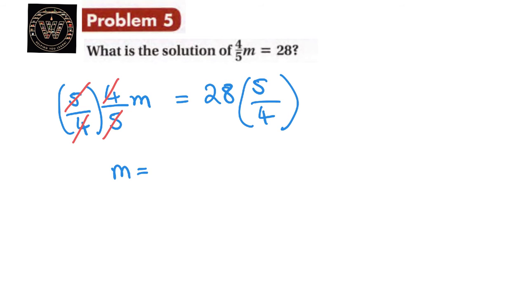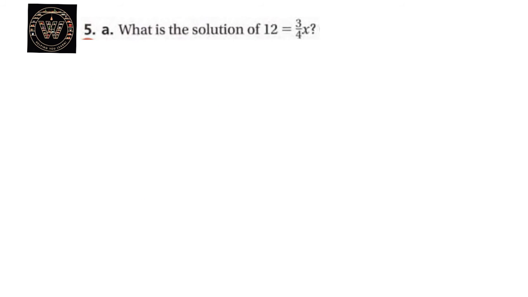Can you simplify this? Look at this. 4 1 times is 4, 4 7 times is 28, and 7 times 5 is 35. So the solution of this equation is m = 35. That's great. Let's try this.